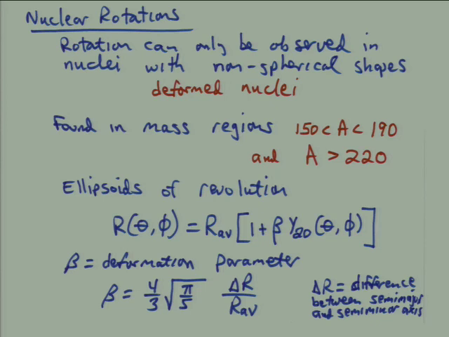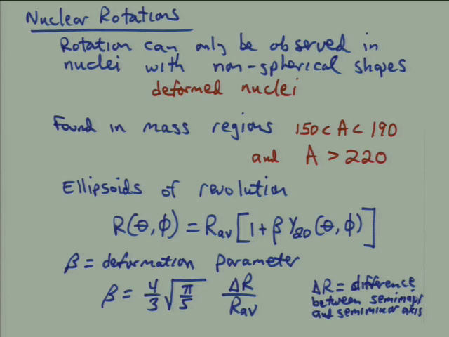On the other hand, if it's deformed, I can tell. Okay? Because it doesn't look the same in all orientations to me as it goes around. And I'll show you some pictures in a minute of what we think these deformed nuclei look like. So the idea of a rotation only applies to systems which are deformed. And from those pictures I showed you a minute ago of the quadrupole moments, there are regions of the periodic table where we know the nuclei are deformed, namely between mass 150 and 190 and greater than about 220. And the way we picture these is what are called ellipsoids of revolution. And I'll show you in a minute what we mean by that.